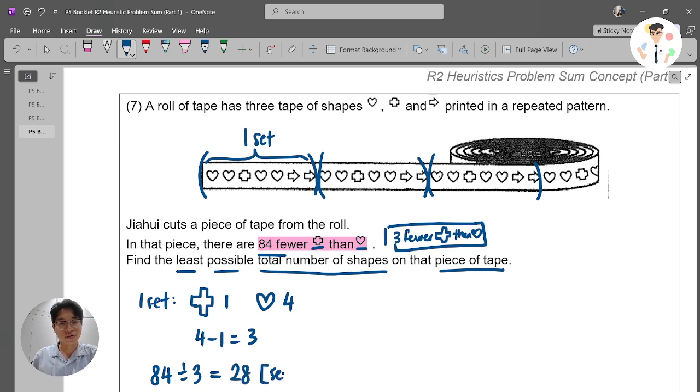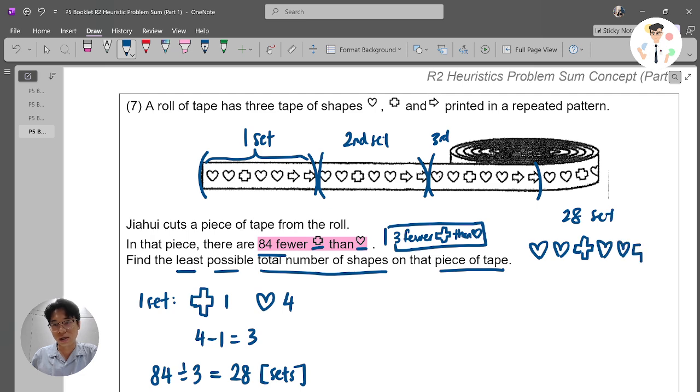This is what we are mentioning, sets. Which means that I have 28 sets of this. Like this is one set, this is the first set, this is the second set, this is the third set, then continue until on the 28th set, it will still be heart, heart, cross, heart, heart, arrow, arrow.